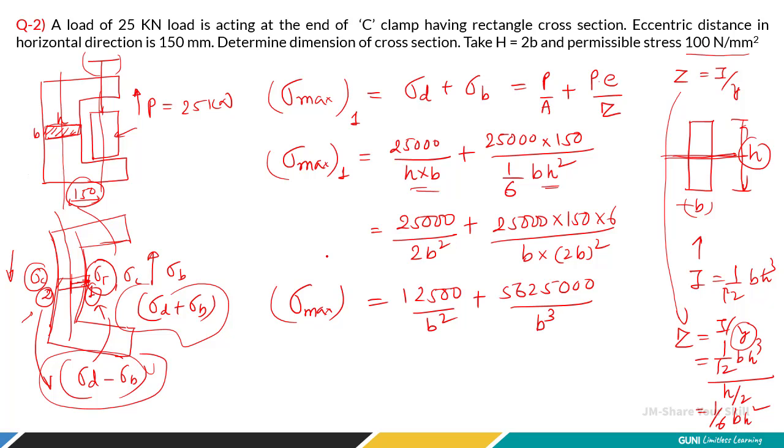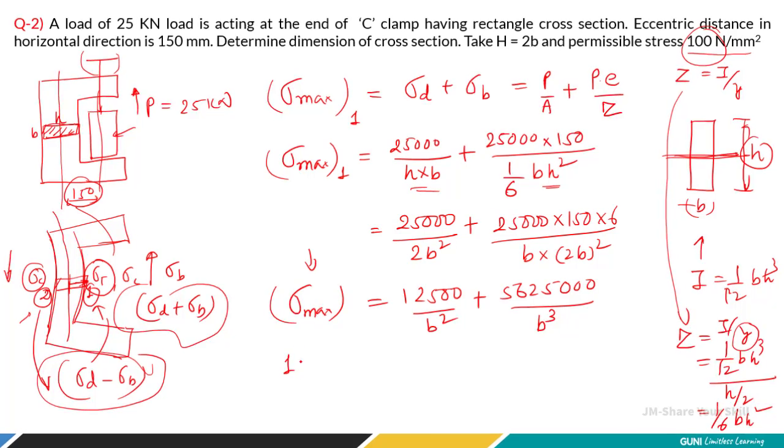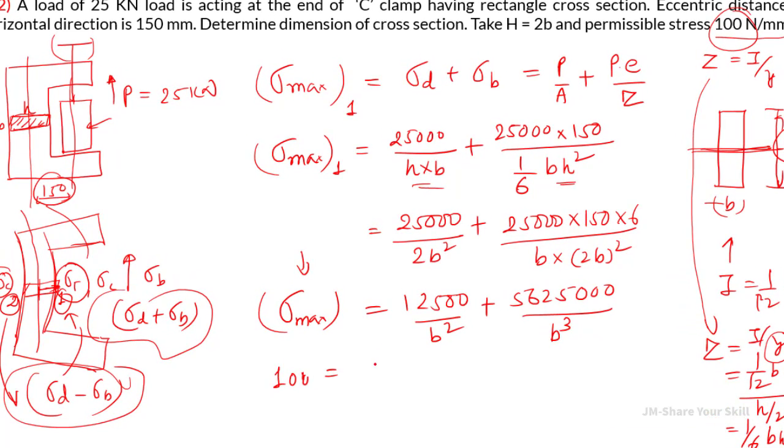Okay. Now the maximum safe stress is given as 100. So let's replace that value. So 100 equals 12500 divided by b square plus 562500 divided by b cube. Now let's divide both sides by 100.